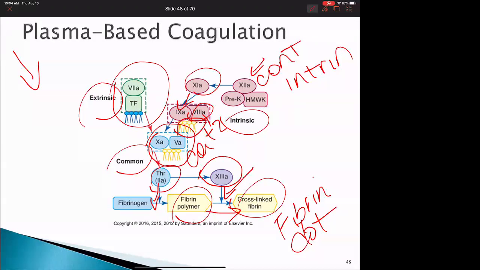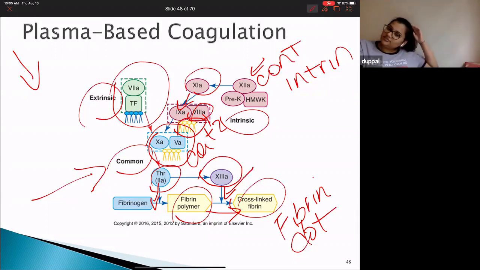Now, the third pathway is right over here, which is the common pathway. That's delineated in blue, okay? This common pathway is basically where both intrinsic and extrinsic come together. That involves the activation of factor 10, okay, factor 5, prothrombin, and fibrinogen. So all of these in blue are part of the common pathway. Any questions about this diagram so far?